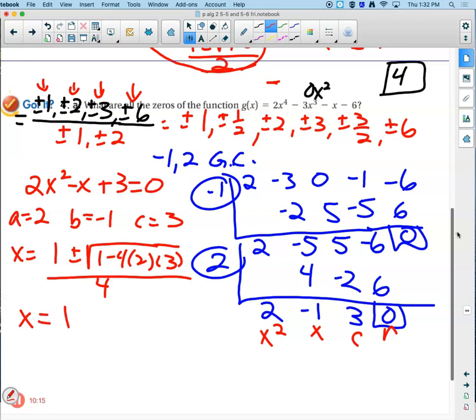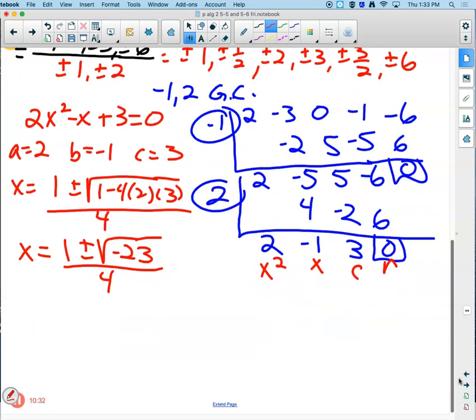Now let's see what's under that radical. 4 times 2 is 8, and 8 times 3 is 24, and 1 minus 24 is negative 23 over 4. And the last thing to do would be to write that square root of negative 23 as either i square root of 23 or square root of 23i, because we don't have any perfect squares that divide nicely into that 23.